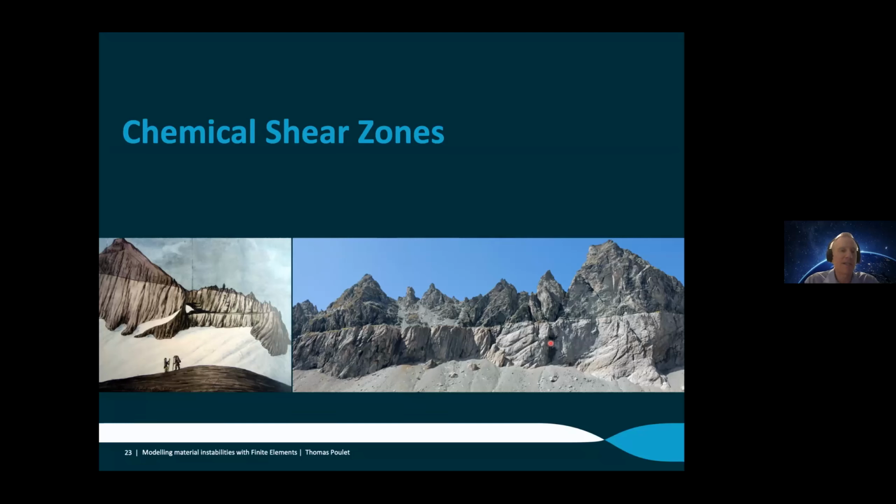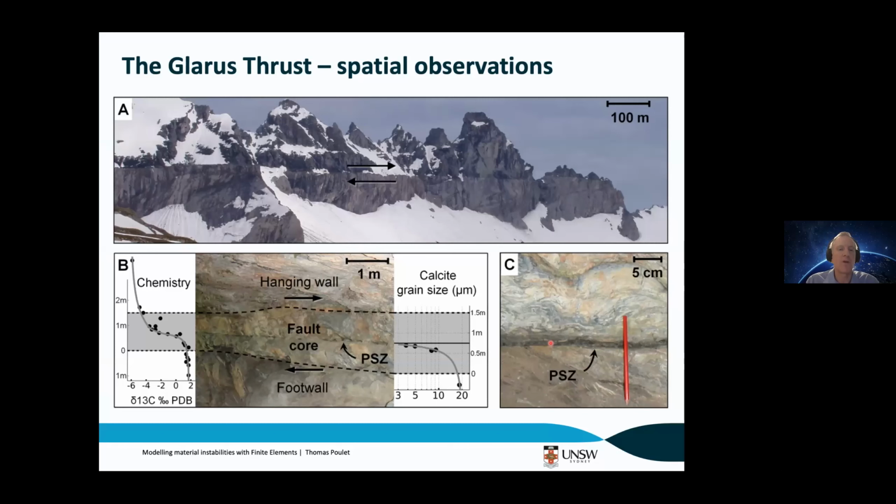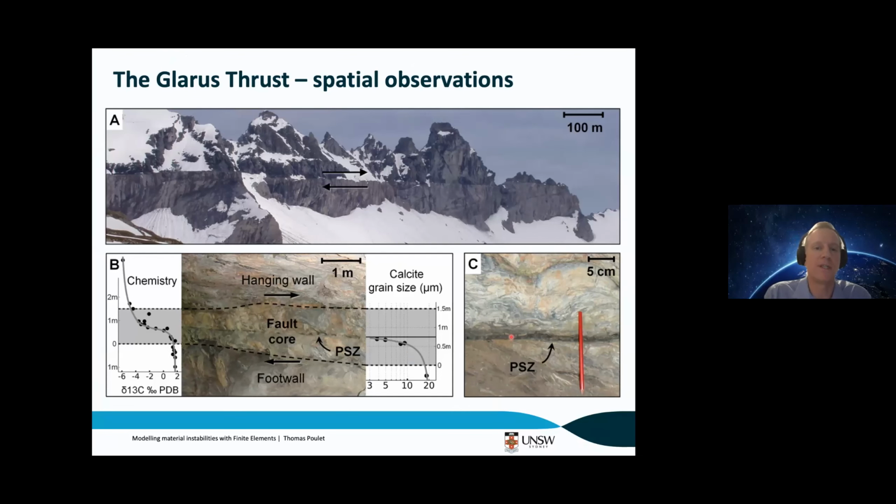And in a few minutes I want to go quite quickly over one example of material instabilities that we solved using finite elements, and that's the problem of chemical shear zones. So very briefly, the picture you're looking at is of the Glarus Thrust in Switzerland, much closer to you than to me in Australia today, where you can see a cascade of length scales. At the top level, you see this really marked, pronounced thrust that has accommodated a displacement of more than 40 kilometers. And this happened over a fault core of the order of about 1 meter.